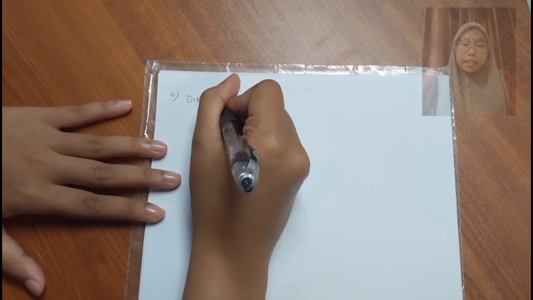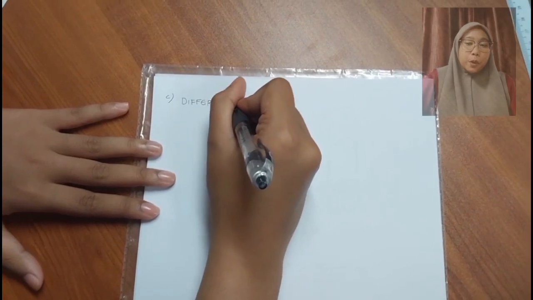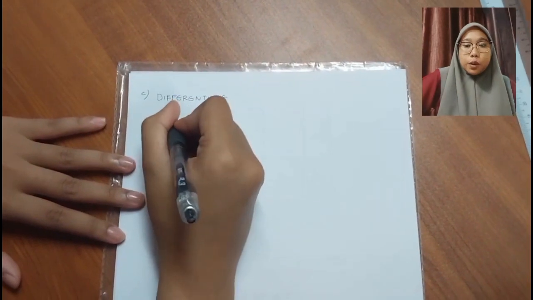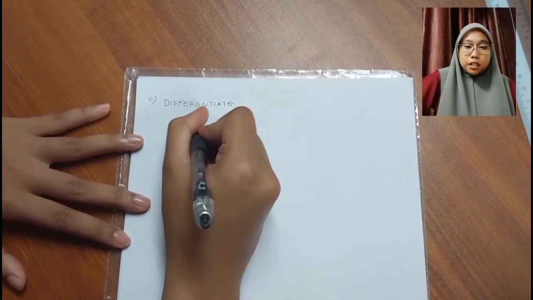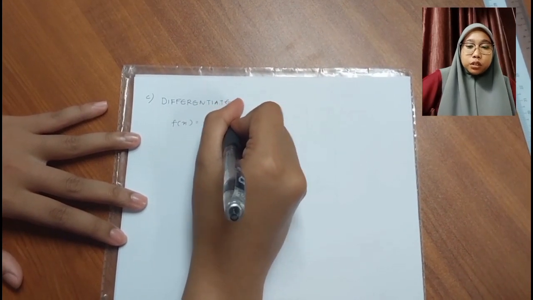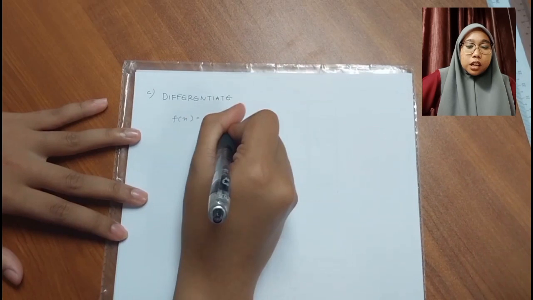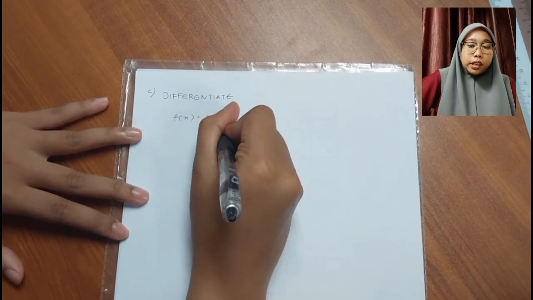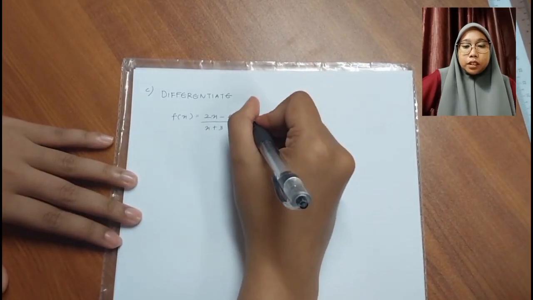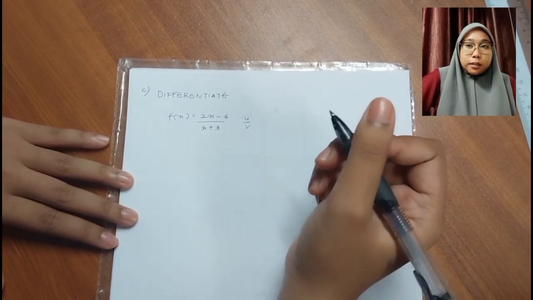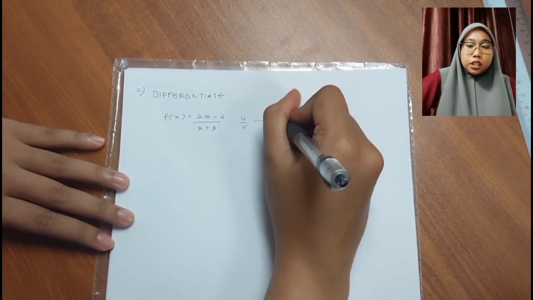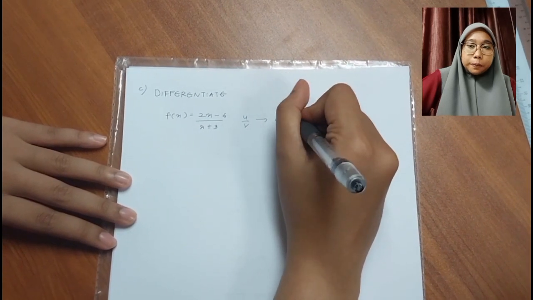For question C, before we find the intervals whether it is increasing or decreasing, we must differentiate the equation given. This equation contains a quotient rule, which is u over v. f(x) equal to 2x minus 6 over x plus 3. Next, we have to differentiate u and v.